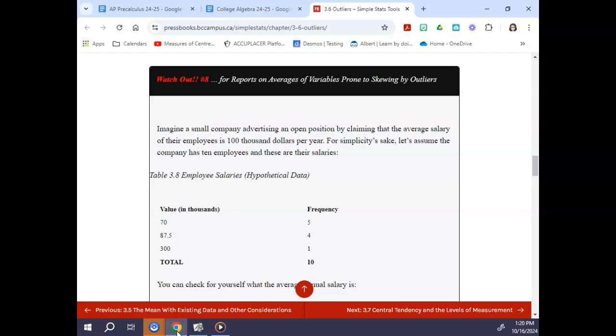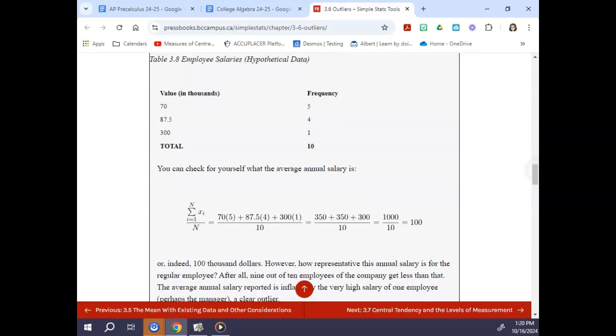So this says, imagine a small company advertising an open position by claiming the average, so the mean salary of their employees is $100,000 per year, because y'all going to be looking for jobs pretty soon if you're not already, right? For simplicity's sake, let's assume this is what the company might look like. They have 10 employees. There are 5 people that make $70,000, 4 that make $87.5 thousand, and 1, the boss, that makes $300,000. So to find the average salary, they average all those, get $100,000.